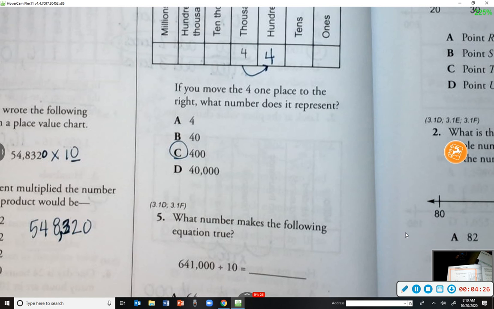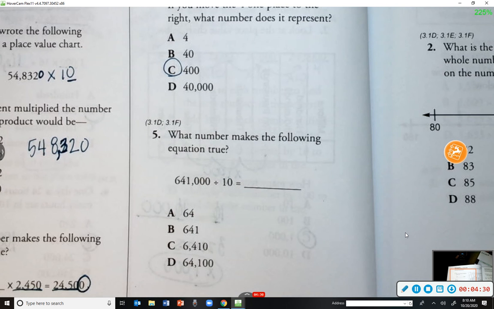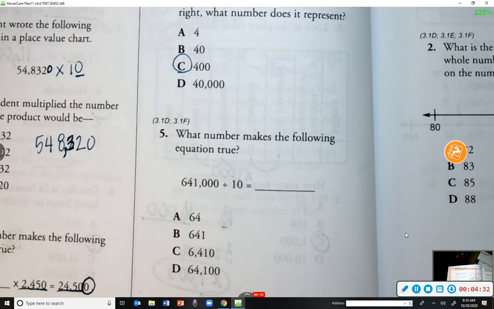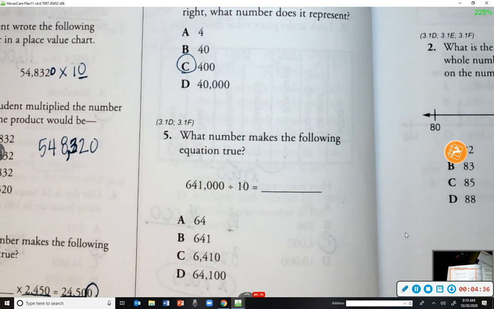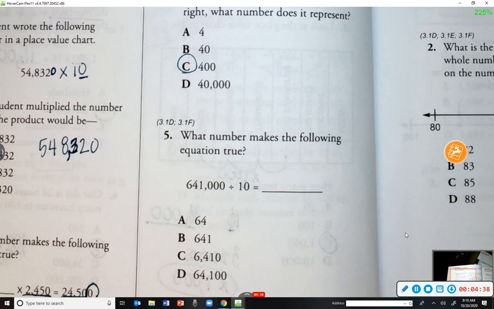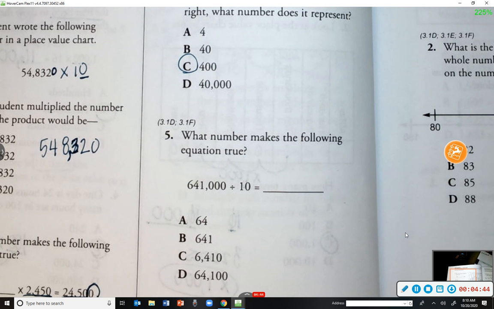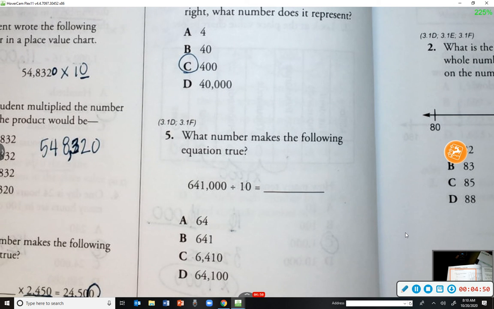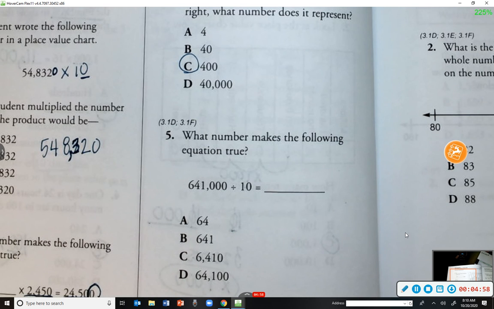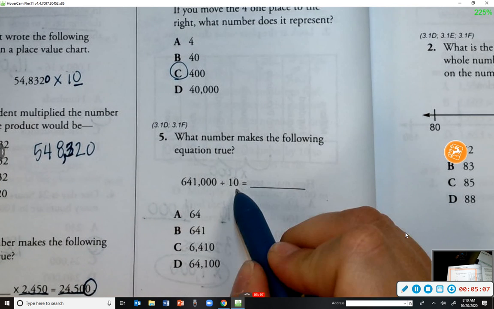Number 5. What number makes the following equation true? Okay, this one was a little bit harder because we haven't talked about dividing by a 10, a 100, or 1,000. But multiply, we add zeros. So if I multiply, I add zeros in. So if I'm dividing, what do you think I'm going to do? Kelsey? Add zeros to it? No, you're actually going to do the opposite. Aaliyah? Take zeros away. Good. So division makes your number smaller. So to make the number smaller, we're going to take the zeros away.